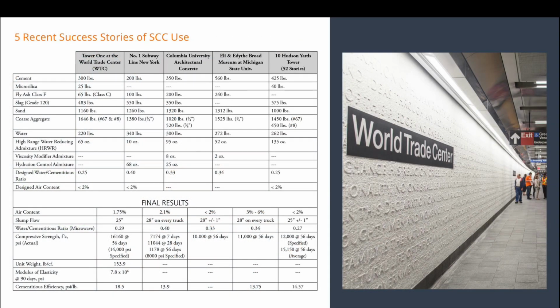This table shows 5 recent success stories of SCC use, and a cool one that I wanted to point out was the number 1 subway line in New York City. It was another challenging SCC pour, and it was for a 3-foot thick slab under the number 1 subway line, which runs through the World Trade Center. A very heavily reinforced slab, 50 feet wide, was required, and the SCC mix was successfully pumped into this location blindly. Cameras were installed to observe the complete filling of the new slab.